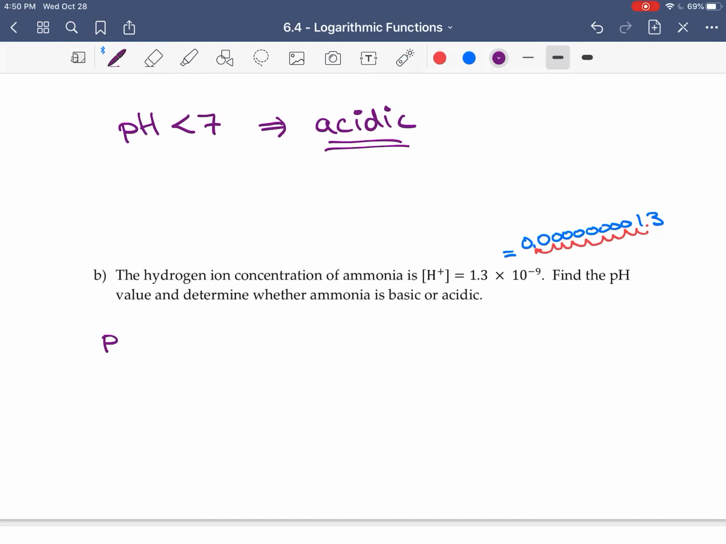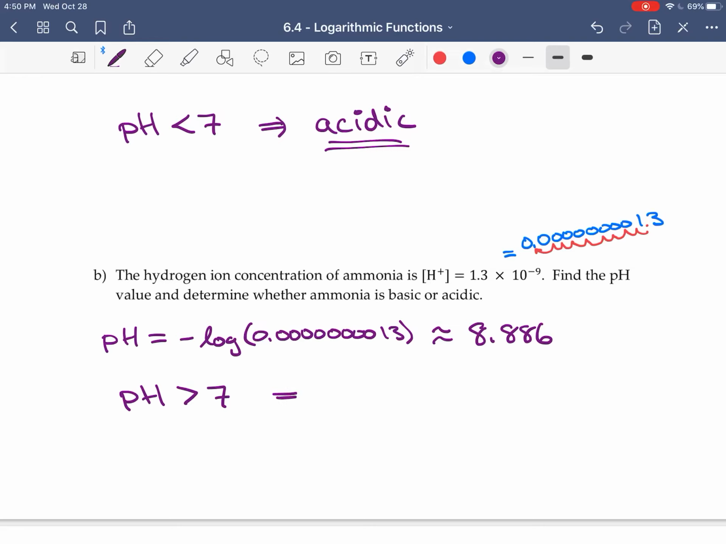So that means the pH is negative log of that number. It has 8 zeros and then a 1, 3. If you compute that using your calculator, you get approximately 8.886. So here the pH is bigger than 7, which means that the solution is basic, or alkaline.